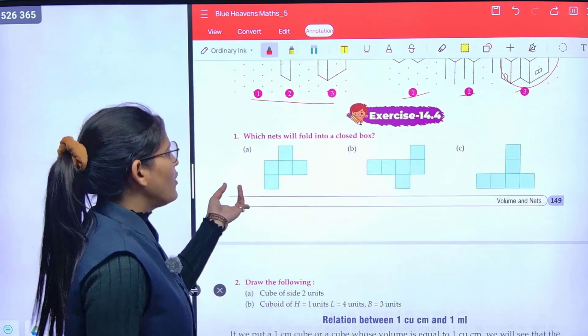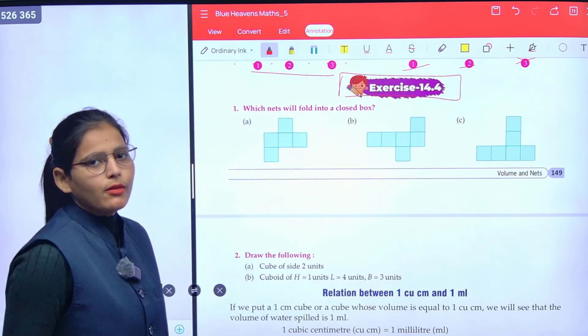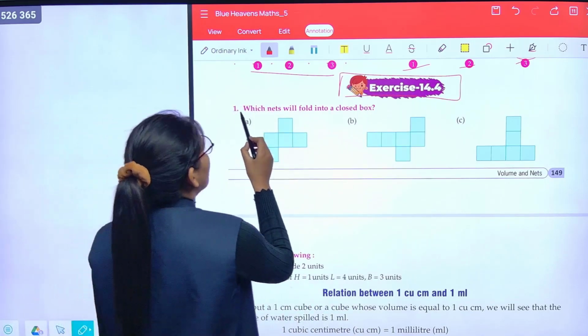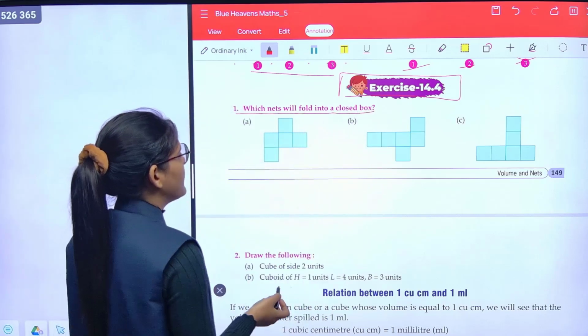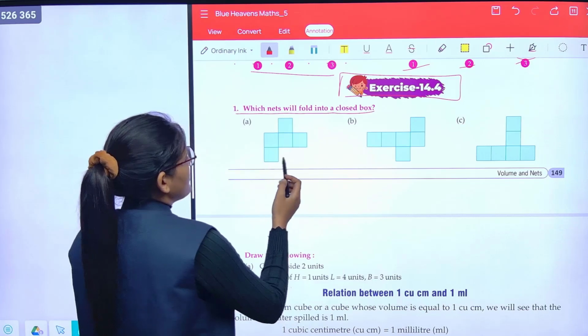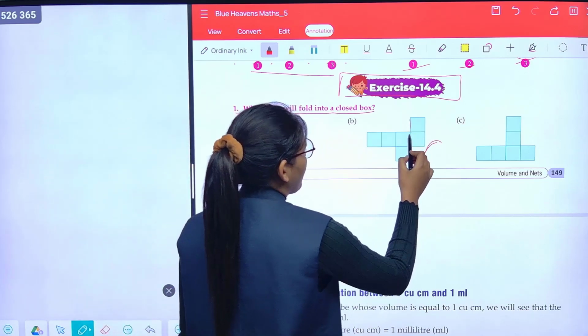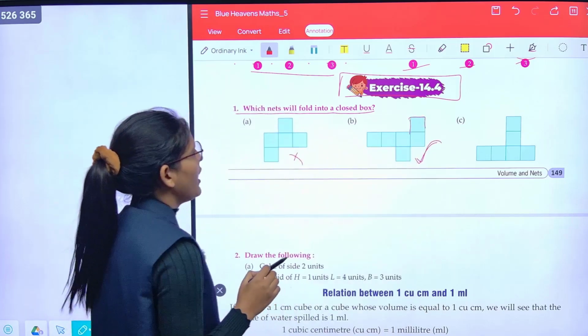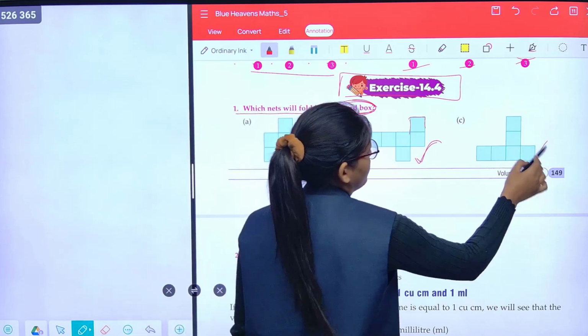Understand? Now class, let us do exercise 14.4. Which nets will fold into a closed box? Class, see. Class, this is not. Yes, this is. We can make this into a closed box. Yes, class. No.